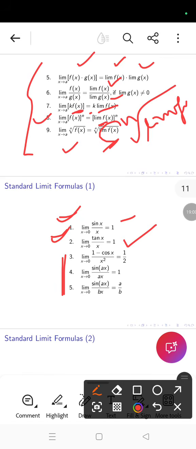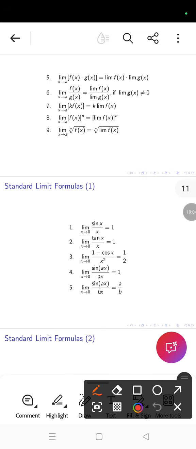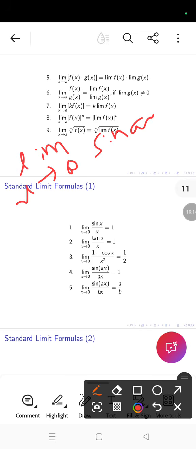Okay, how you can derive, just see here. Suppose we have to calculate the limit x tends to 0 of sin ax by ax. Now that is equal to, just see the formula here, the limit of sin x by x, x tends to 0.